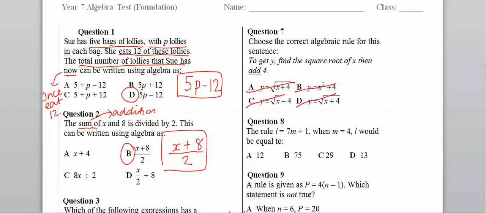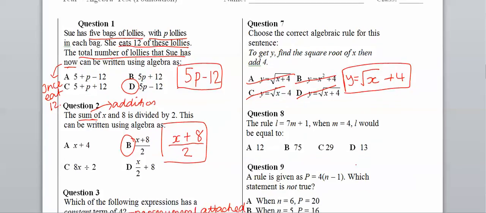So we start with y. So we've got y equals. Find the square root of x. So the first thing we have to do to x is square root it. And then to that number, 4 has to be added. So it's plus 4. So that's our answer. Unfortunately, it's not one of the options there. But now we'll move on to question 8.